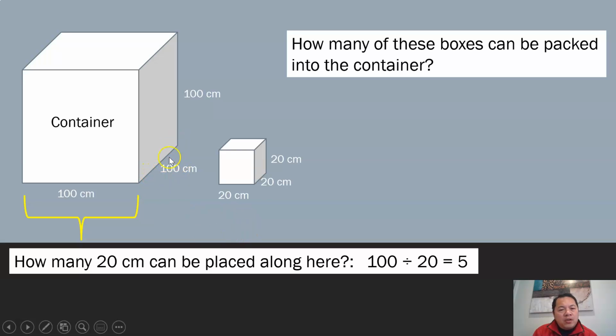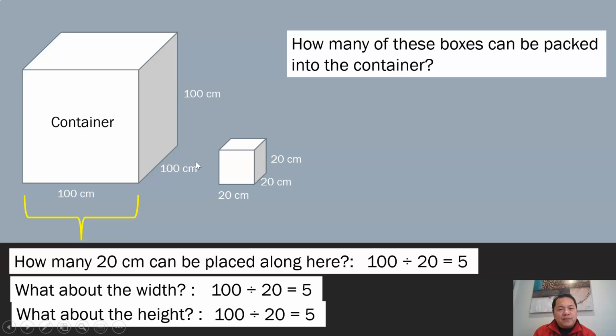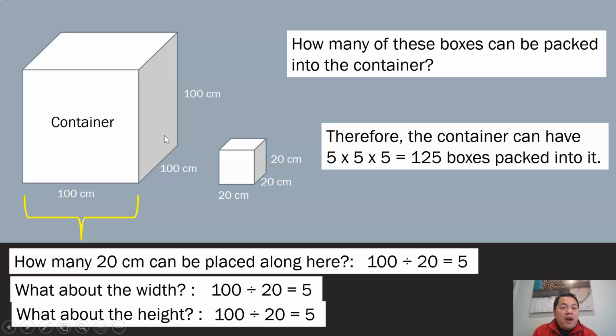What about along the width? How many can we put? Is it the same length? It is still the same length as the front here. So you can put another 5 of them. And what about the top here? It is still the same as the length here. So you can put another 5. We don't add them, because we can put 5 here, and 5 here. So in total, we can put 5 times 5 times 5, which is 125 boxes packed into this container.